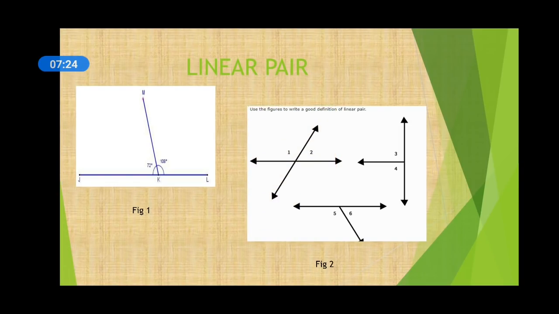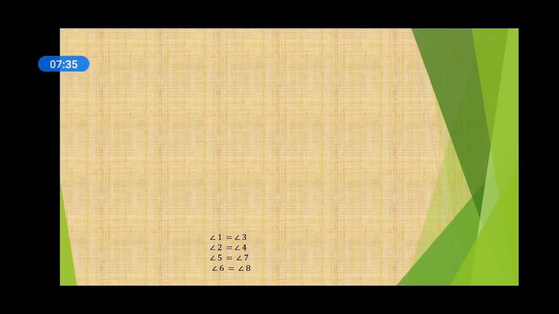Look at the second figure. There are some examples given here. So 1 and 2 are forming a linear pair. Then 3 and 4 form a linear pair. 5 and 6 are forming a linear pair because in each case the sum is 180 degrees.